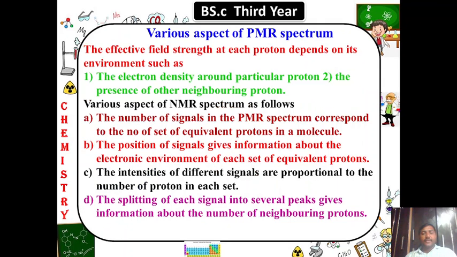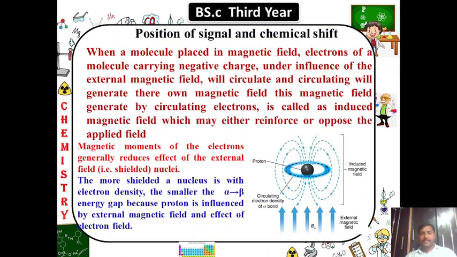The intensity of different signals is proportional to the number of protons in each set. Splitting of each signal into several peaks gives information about the number of neighboring protons, such as singlet, doublet, triplet, quartet, and multiplet. Then, the position of the signal is given as the chemical shift.